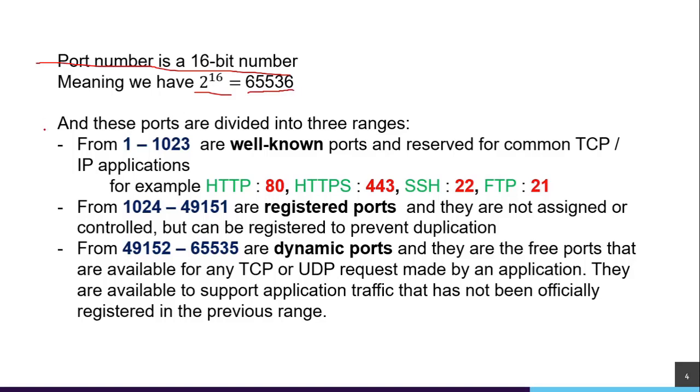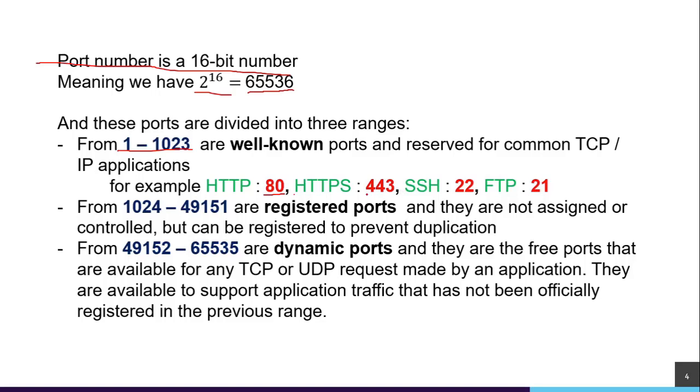Alright, and these ports are divided into 3 ranges. From 1 to 1023 are called well-known ports and are reserved for common TCP/IP applications. For example, the HTTP service is running on port 80. Those are the default ports, but they can also be changed. For example, on a server, it's not a rule that HTTP always has to run on port 80. It's just the default port for that service.